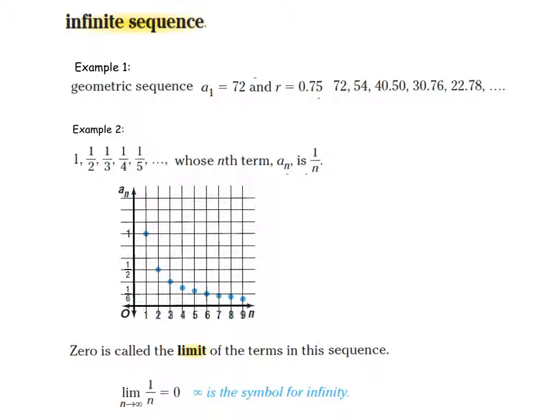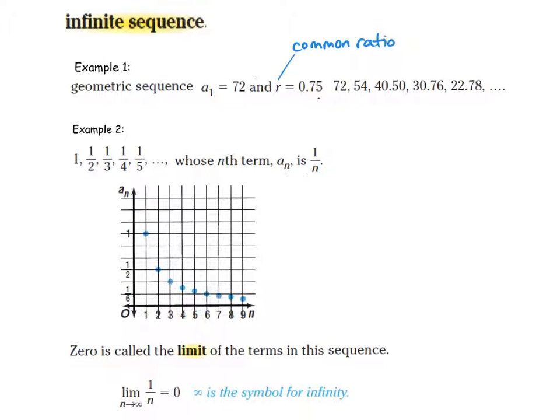Okay, so in example 1, geometric sequence, it tells us a sub 1 is 72. It tells us r, again, is called the common ratio. At the top of the guided notes, I left a big blank space. This is that extra stuff just to review and define a few things. In a geometric sequence, we're going to multiply by that amount.